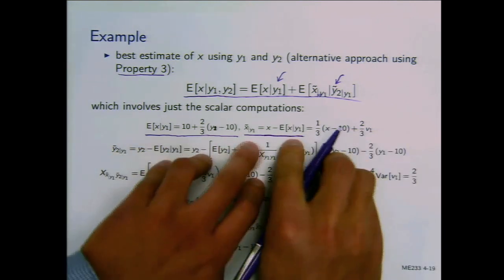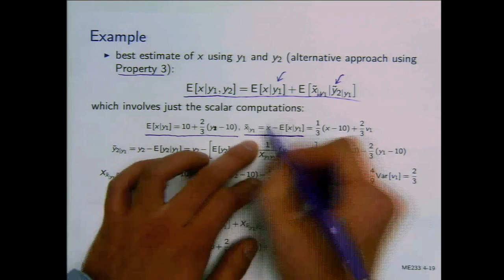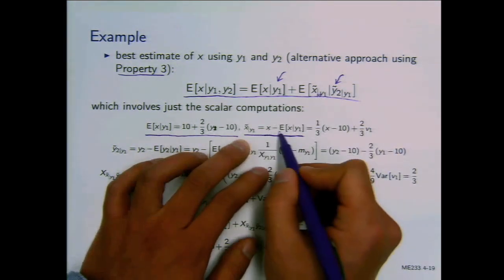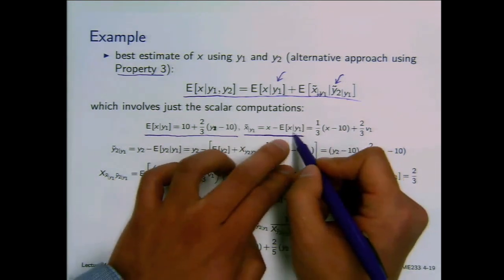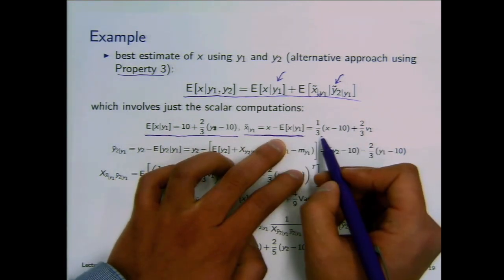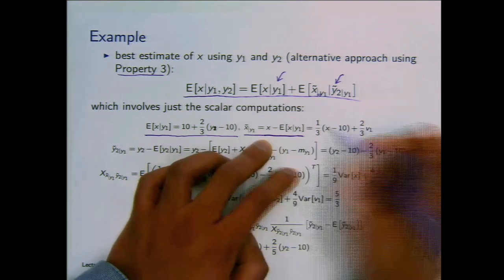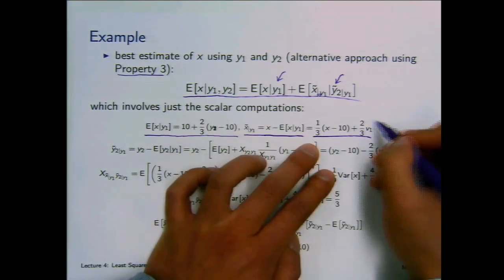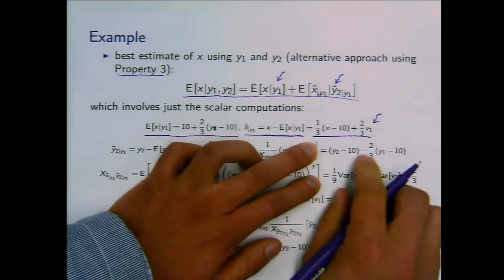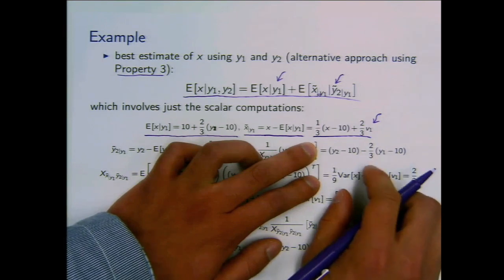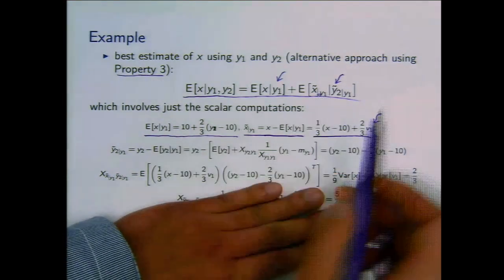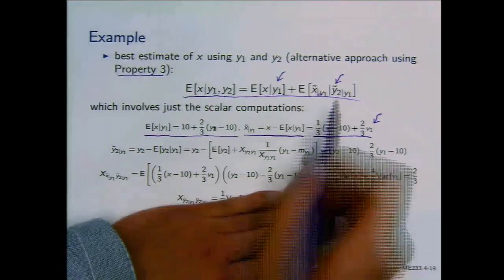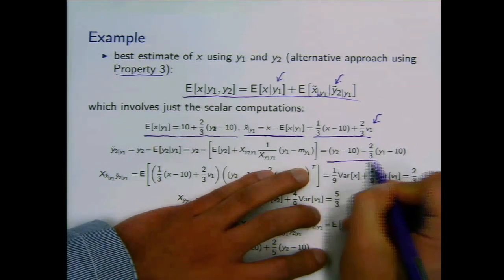Can everyone see this? Okay, so the estimation error of x given y1 is going to be x minus the conditional expectation of x given y1. And then if you write it out, this is going to look like this. And this V1 comes from y1. This is the measurement noise in y1. So this guy is going to contain randomness from y1 and from y2. That's the result here. Okay.